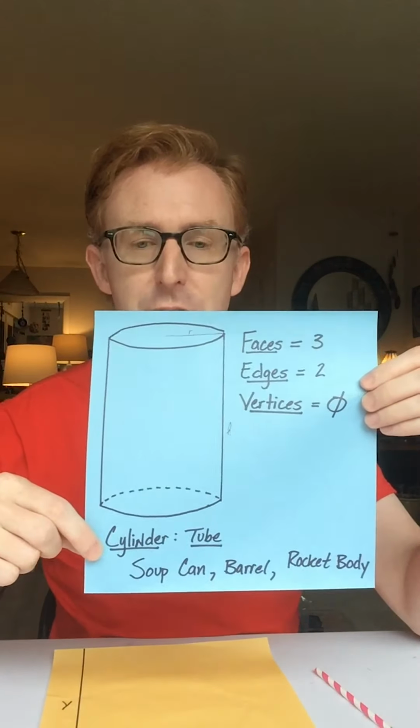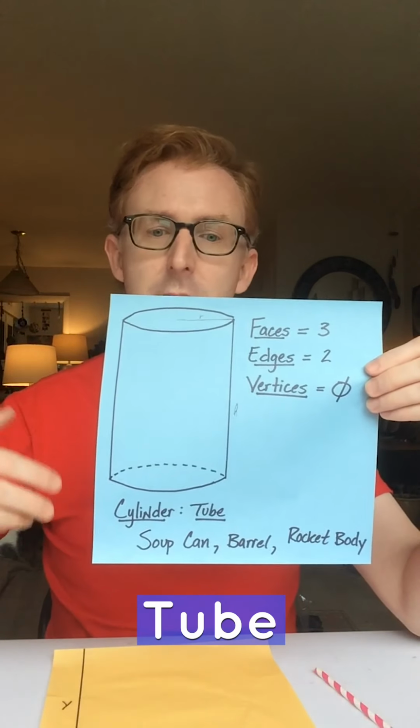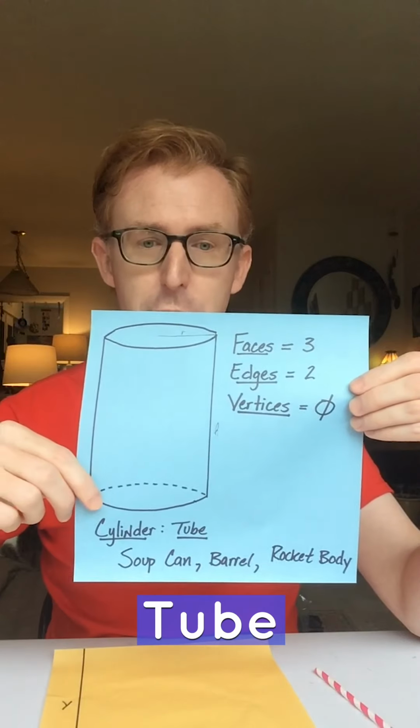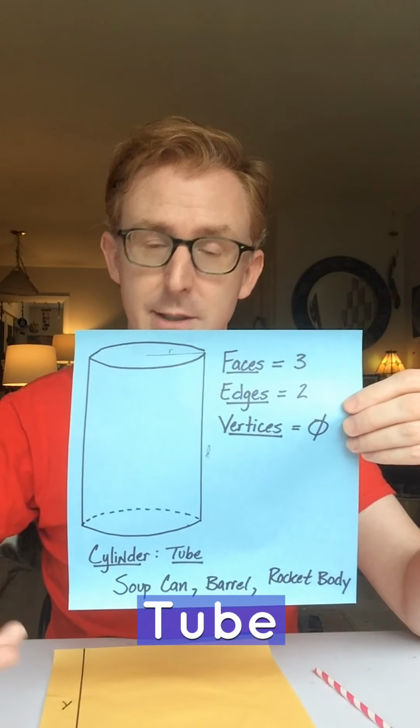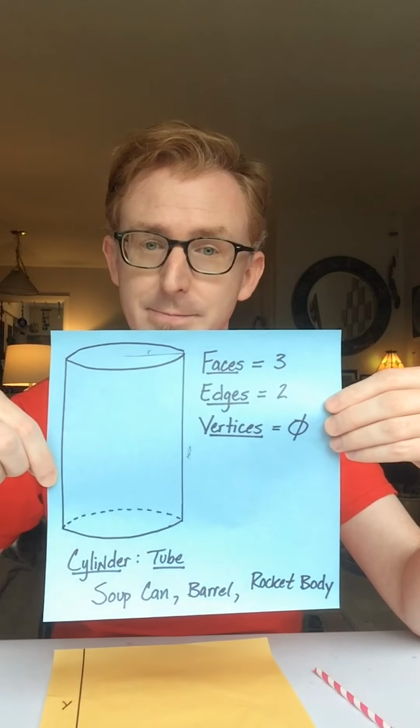And examples of a cylinder, also called a tube, would be things like soup cans, barrels, toilet paper tubes, and rocket bodies, the body, the tube shape of the main rocket.